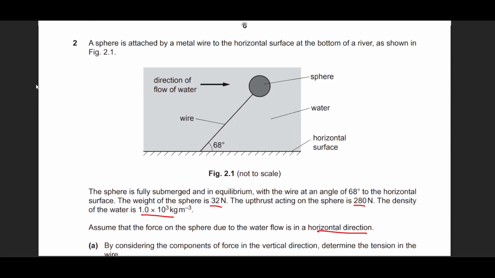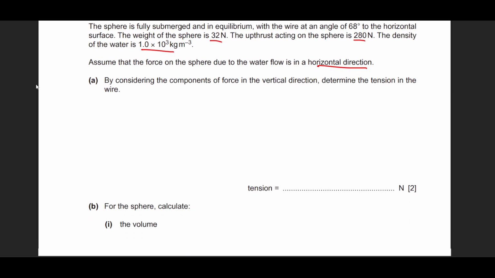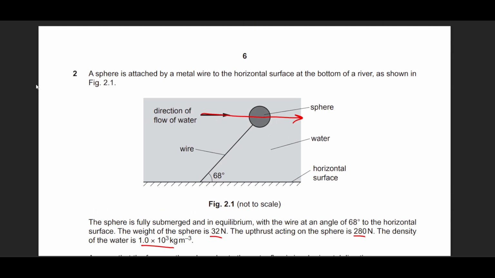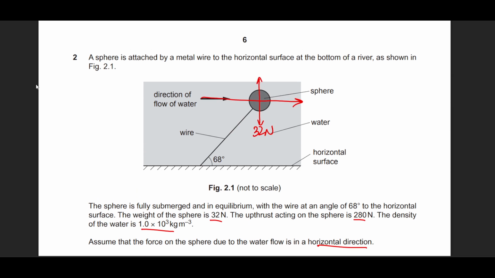Okay. So this is primarily in the horizontal direction, right? Okay. By considering the components of forces in the vertical direction, determine the tension in the wire. You see, in the vertical direction, we can see that there is a weight of the balloon, let's say sphere, that is 32 newtons. And there is an upwards thrust of 280 newtons.